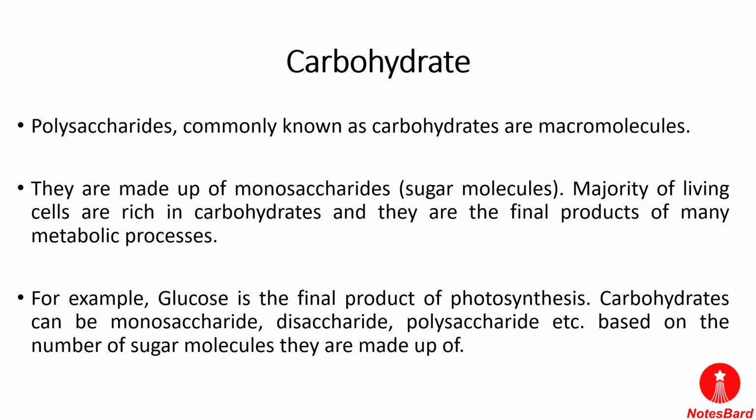Next comes the carbohydrates. These biomolecules primarily contain carbon, hydrogen, and oxygen. Another name for them is sugars. Carbohydrates are classified into different classes depending on the number of monomer units present in them, such as monosaccharides, disaccharides, or polysaccharides. Examples of monosaccharides are glucose and fructose.